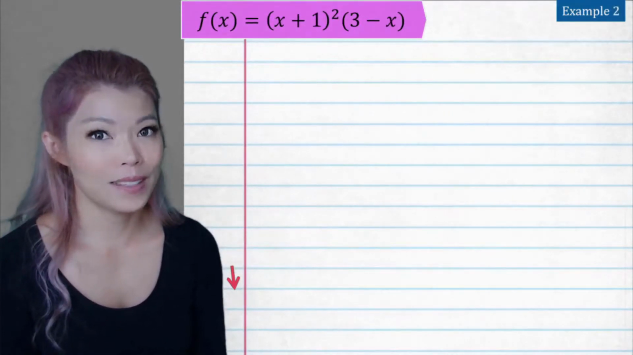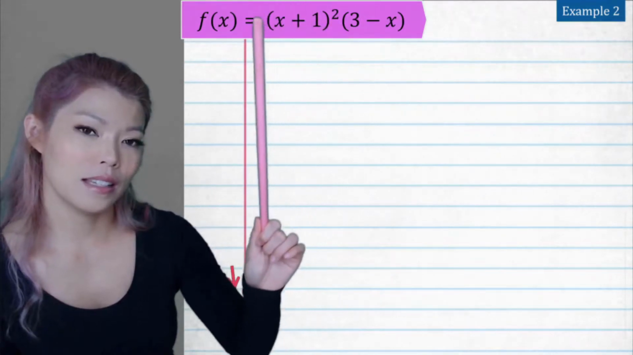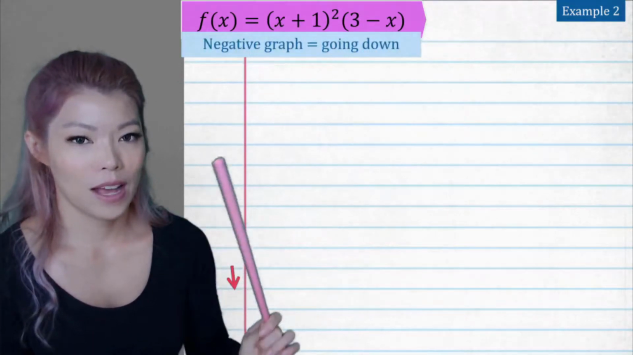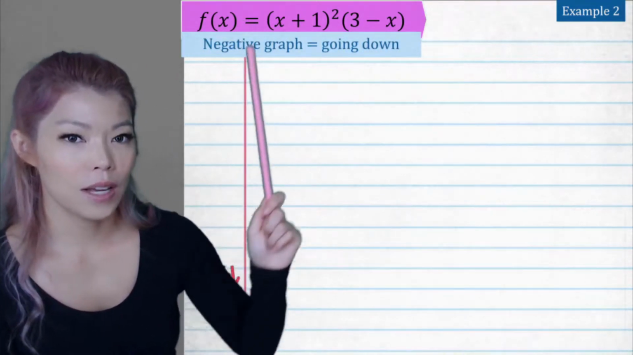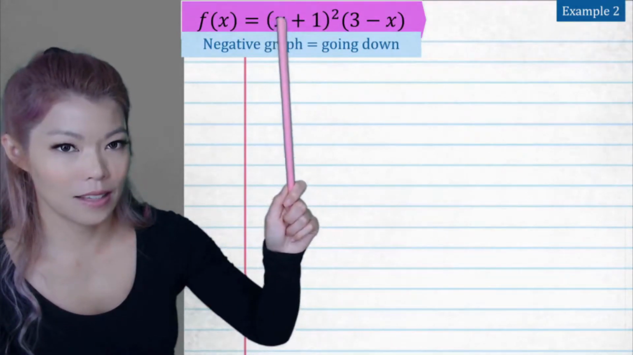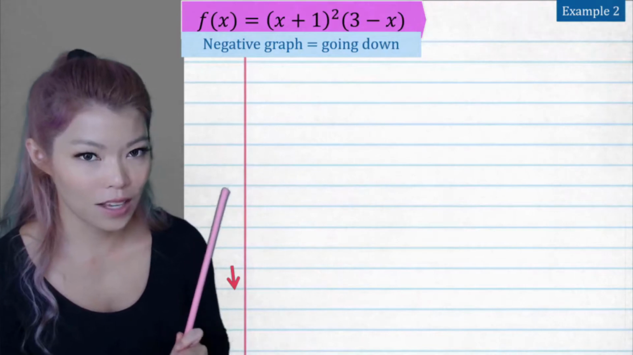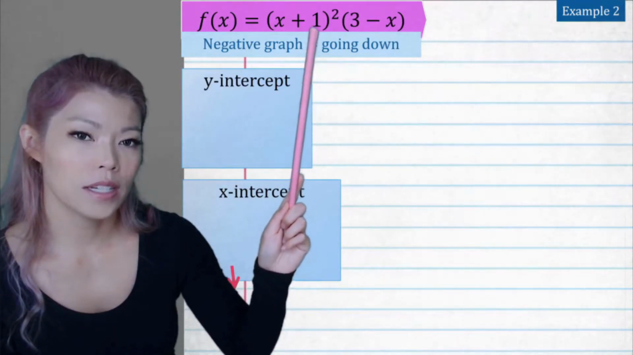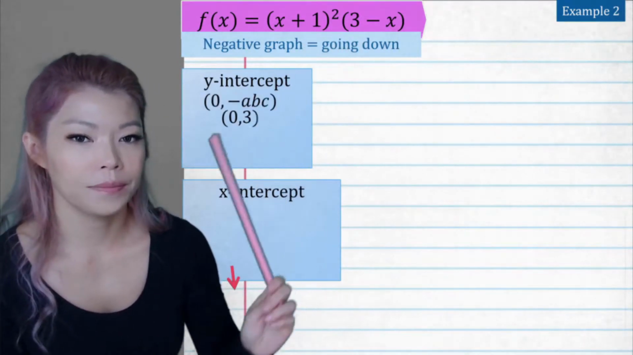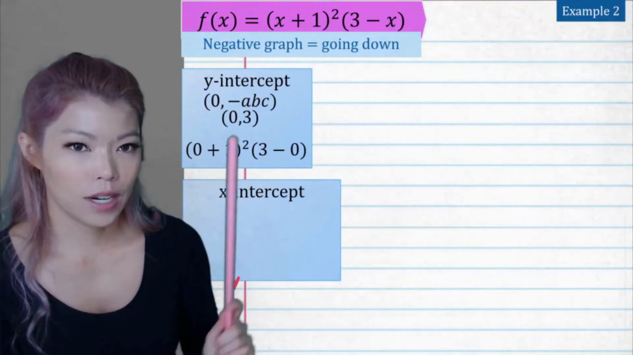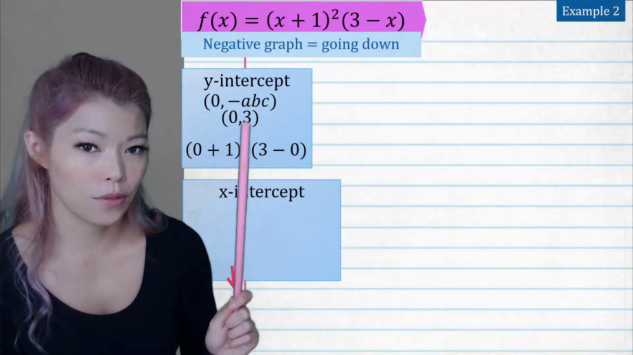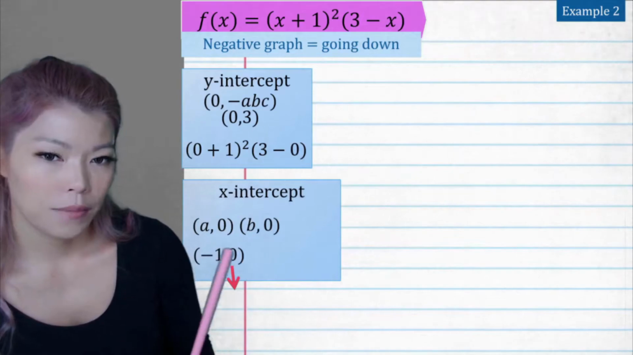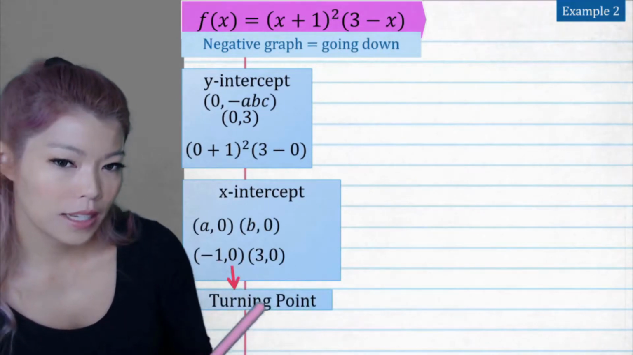So example 2, this time it looks a little bit different. Notice that this is squared, so we're going to have a turning point at the x-axis. So now we have a negative graph. And how is it negative? Because x times minus x is negative x squared, and overall negative x cubed. So our graph is going to go down. The y-intercept is 1 times 1 times 3. Or in other words, let x equal 0 and you can multiply it out to convince yourself that it's 3. And the x-intercepts are negative 1 and 3. But the negative 1, don't forget, it's got a square, which means it's a turning point.